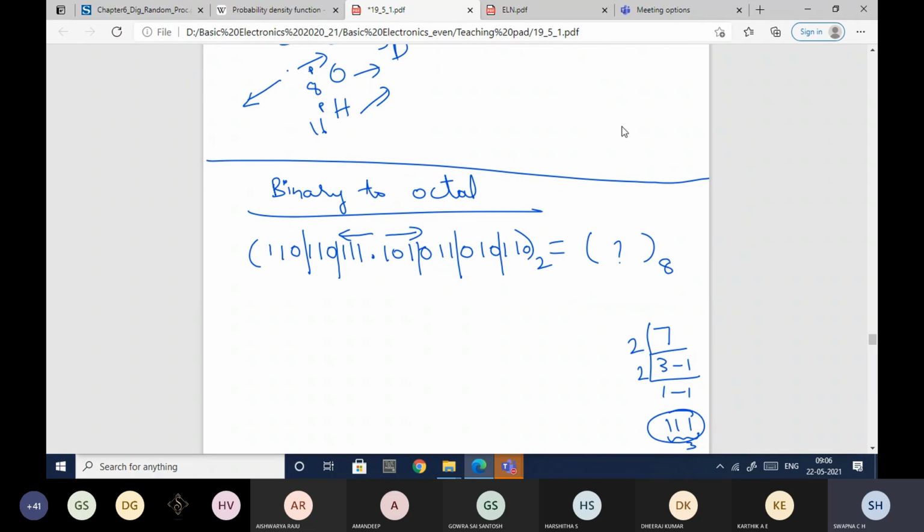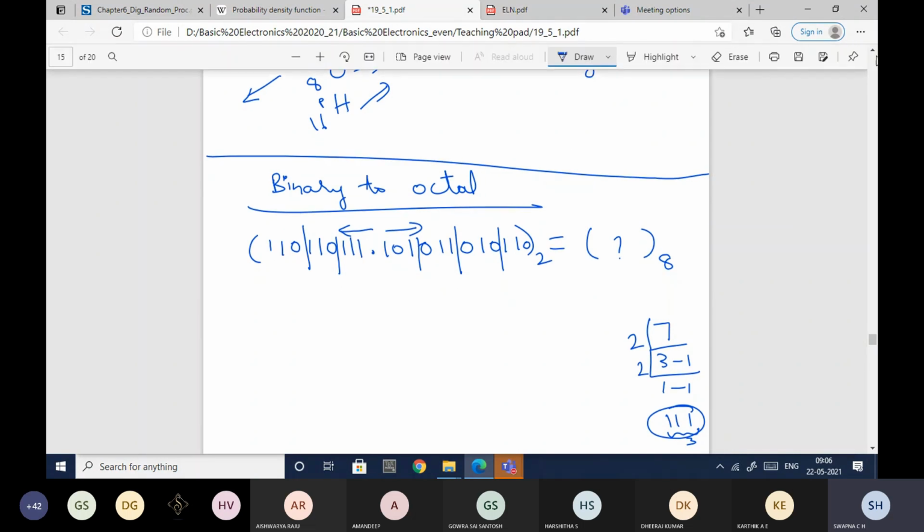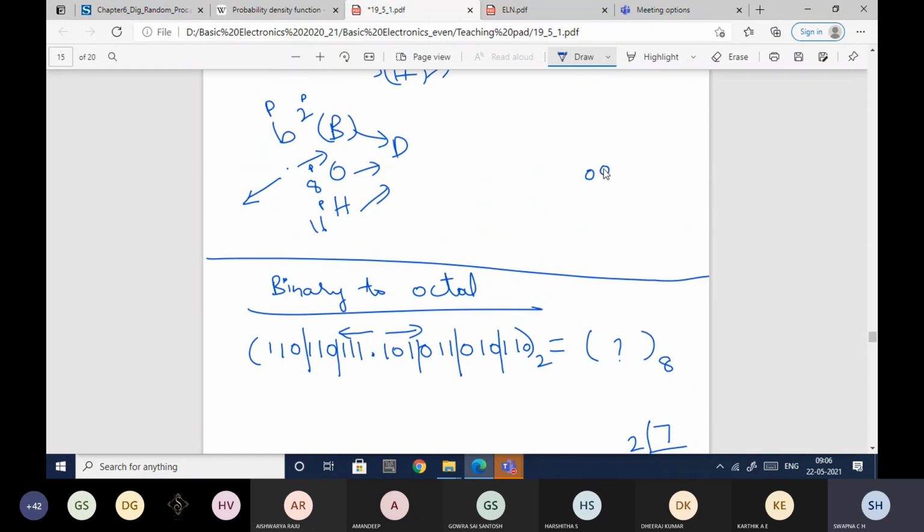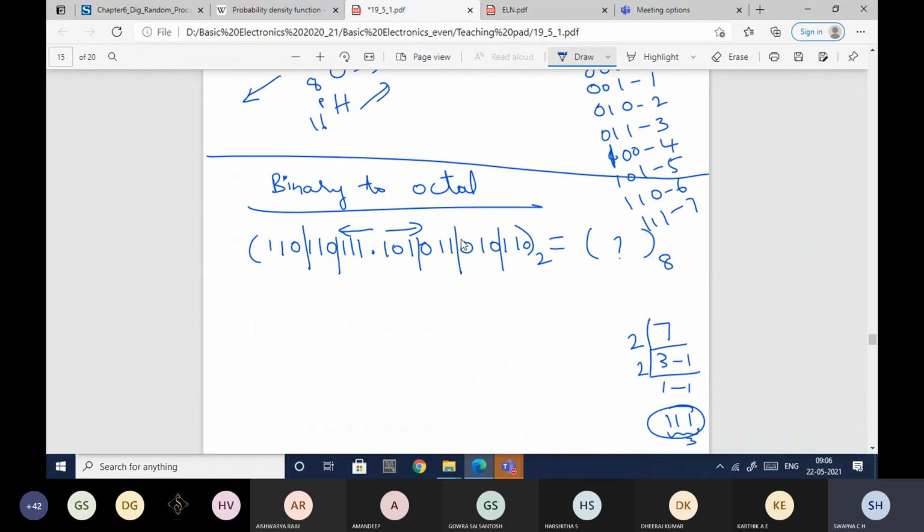This you should also know. 0 0 0 is 0. 0 0 1 is 1. 0 1 0 is 2. 0 1 1 is 3. 1 0 0 is 4. 1 0 1 is 5. 1 1 0 is 6. 1 1 1 is 7. Using this you can fill in the answer.